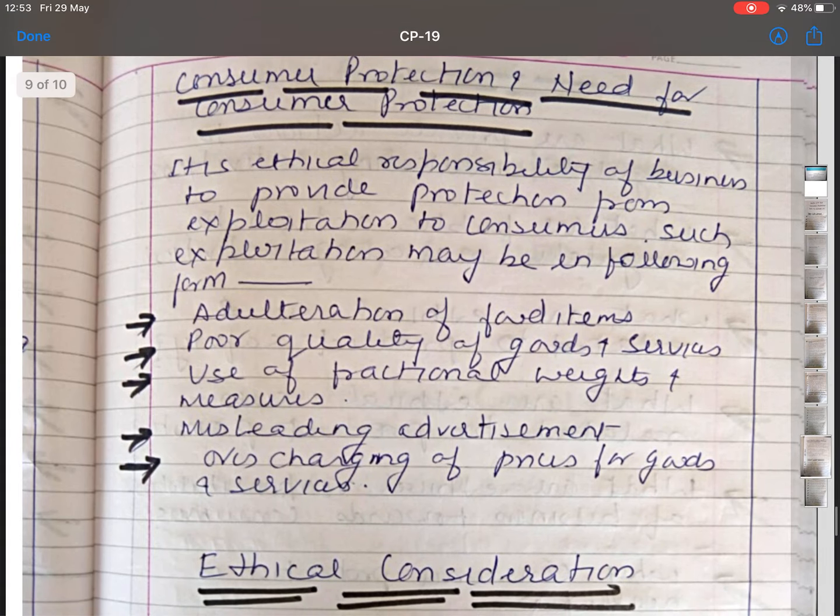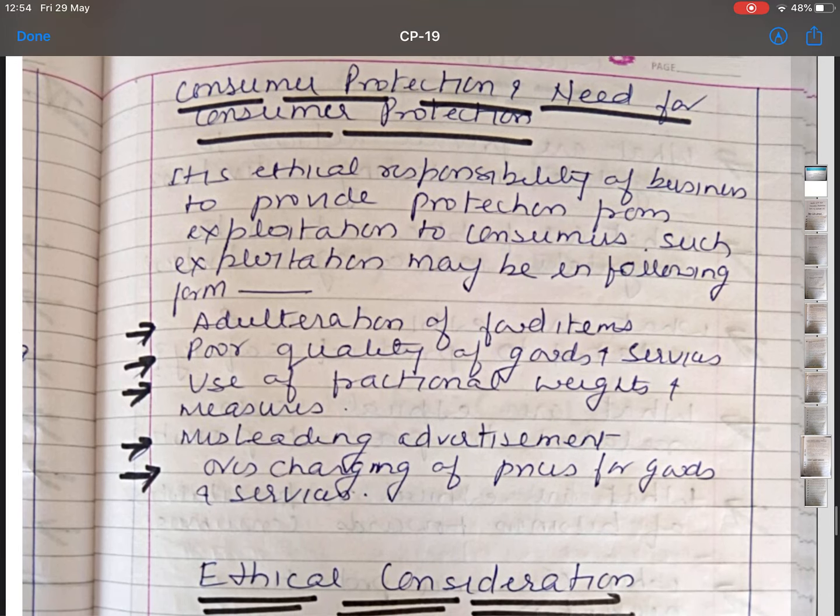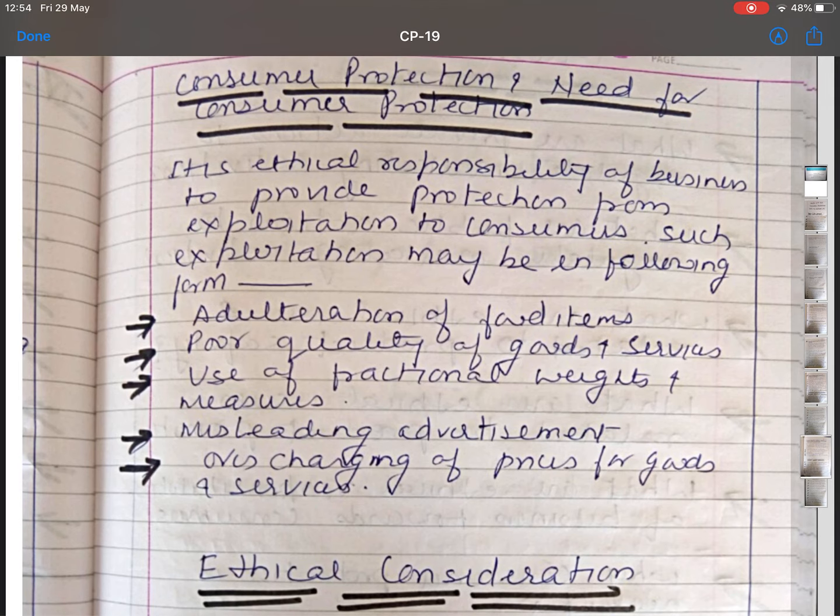Now the next topic is consumer protection and the need for consumer protection. It is the ethical responsibility of the business to provide protection from exploitation to consumers. Such exploitation may be in the following forms. First is adulteration of food items, poor quality of goods and services, use of fractional weights and measures, misleading advertisement, and overcharging of prices for goods and services. So it is the ethical responsibility of the business to protect consumers from these unethical practices followed by the business.